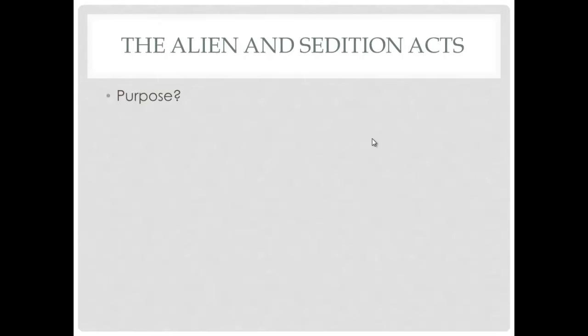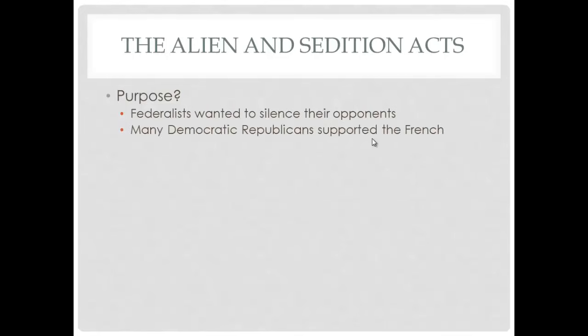Well, let's figure out what the purpose is first. The Federalists, and keep in mind, President John Adams is a Federalist. He and the Federalists wanted to silence their opponents, most notably the Democratic Republicans led by Vice President Thomas Jefferson. Many Democratic Republicans supported the French, and the Federalists tended to side with Great Britain.